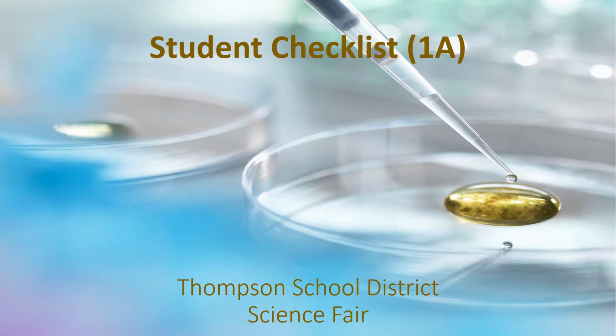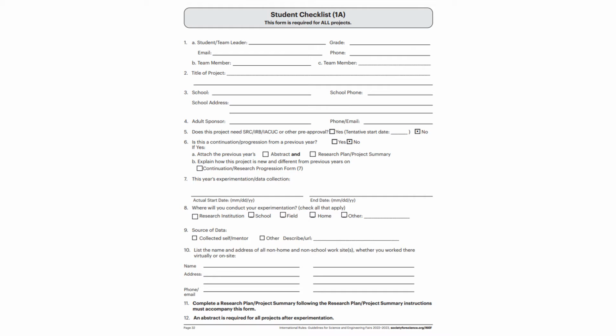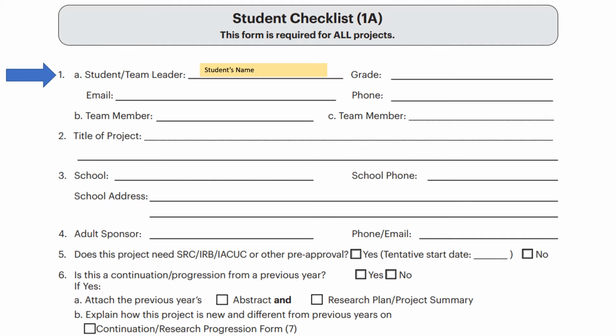This video will help you fill out Student Checklist Form 1A. This is the form we will be using. Enter the student's name. If you are on a team, choose one person as the team leader and enter that person's name. Next, enter the grade, email, and phone number of the student or team leader.